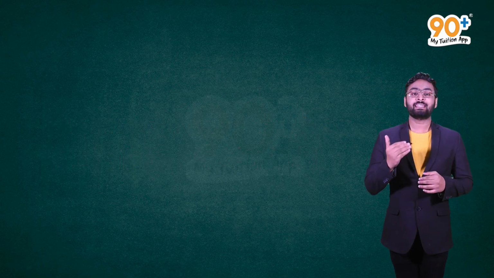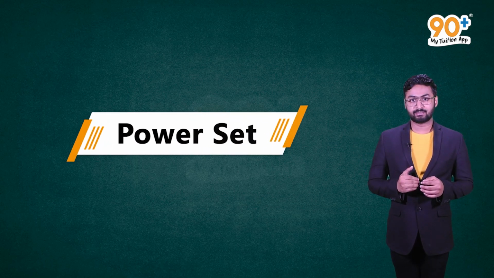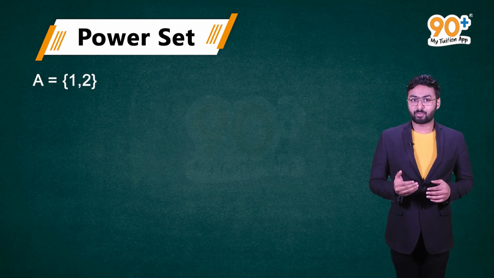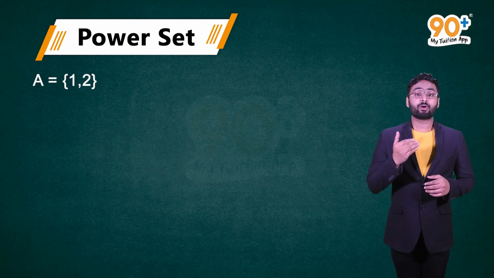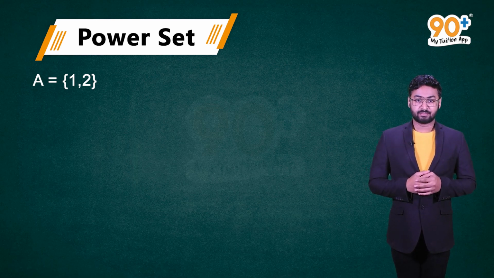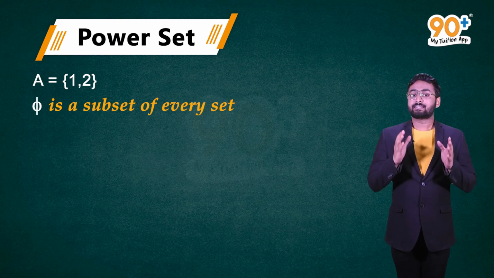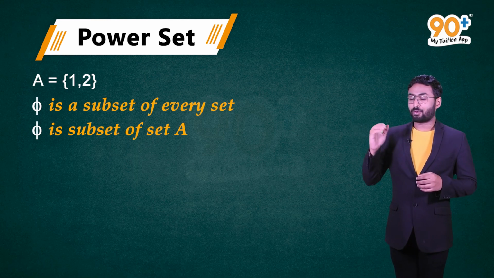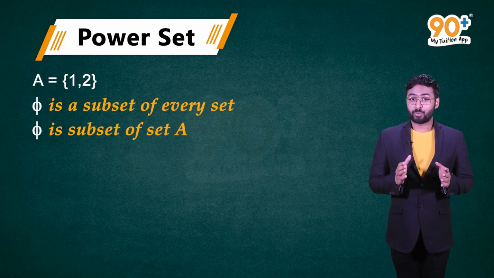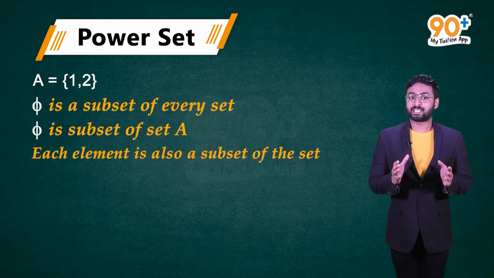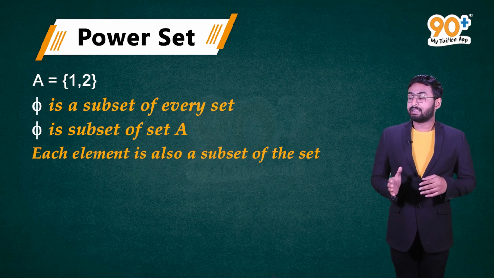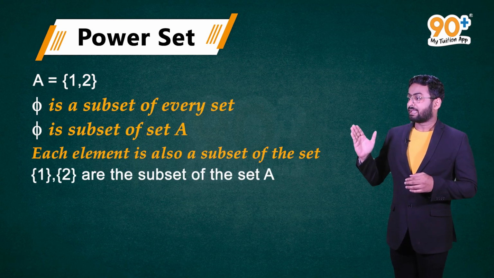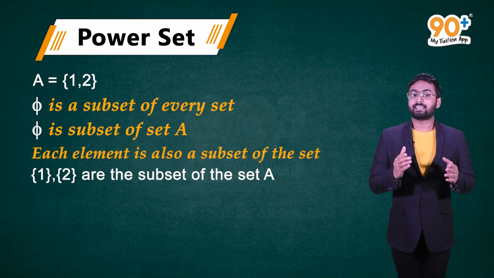Now let's move on to the next topic, that is power set. Let us consider a set A is equal to the set {1, 2}. So can you tell me what are the subsets of this set? We know that phi is a subset of every set. So we can say phi is a subset of set A. Now each element can also form a subset of the set. Here the elements are 1 and 2. So we can say that set {1} and set {2} are the subsets of set A.